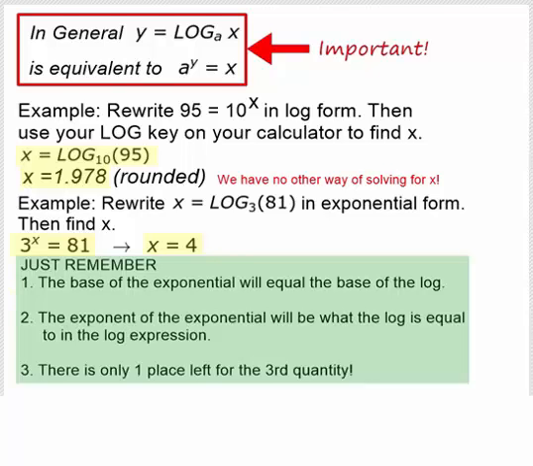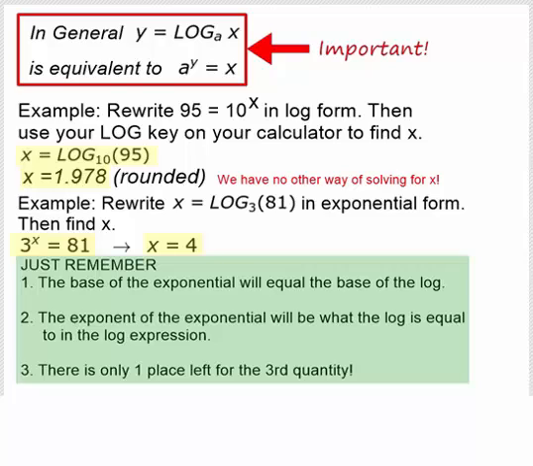To rewrite an exponential as a log or a log as an exponential, just remember that the base of the exponential will equal the base of the log. The exponent of the exponential will be what the log is equal to in the log expression. And once you have those two quantities in place, there's only one place left for the third quantity.